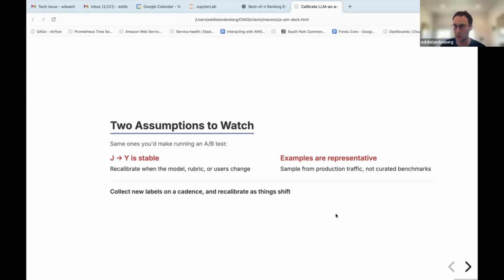And then the second thing is just making sure that your evals are actually representative of what you care about, of your actual users and the actual tasks that your product is trying to solve.